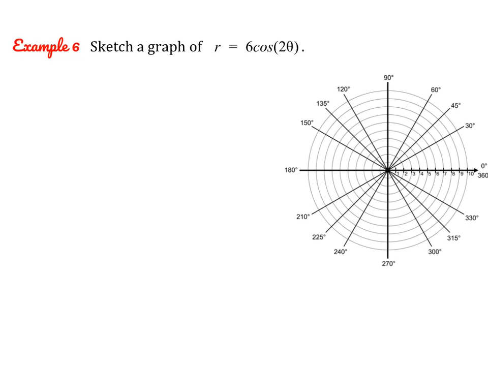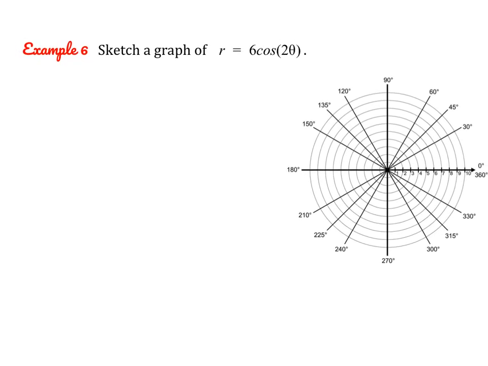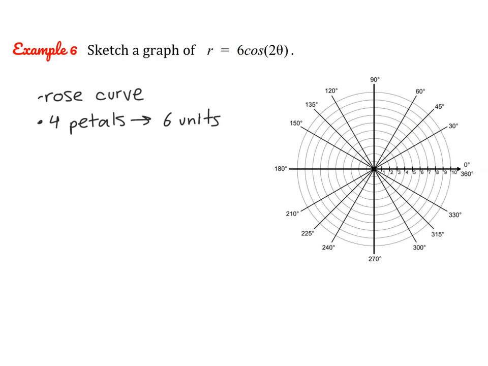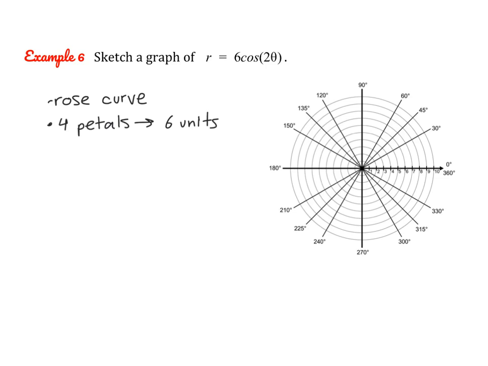Okay, let's try another one together. So again here, by looking at this graph, I see it's one of those multiple angle graphs, and so this must be a rose curve. Since the n value is even, I know I'm going to have twice as many petals, so I'm going to have 4 petals. And I know the length of each petal is going to be 6 units. And then again, I know that it's going to be reflected over the polar axis because it is cosine. So we really just need to figure out where one of our petals is, and then we can sketch the rest just by spacing it out evenly about our polar axis.